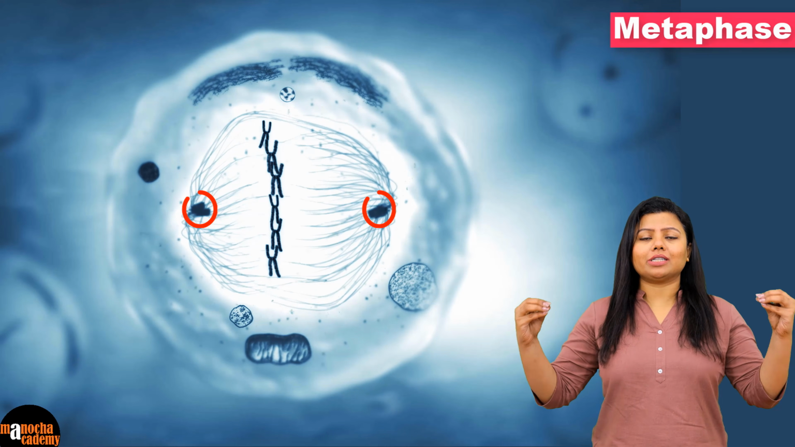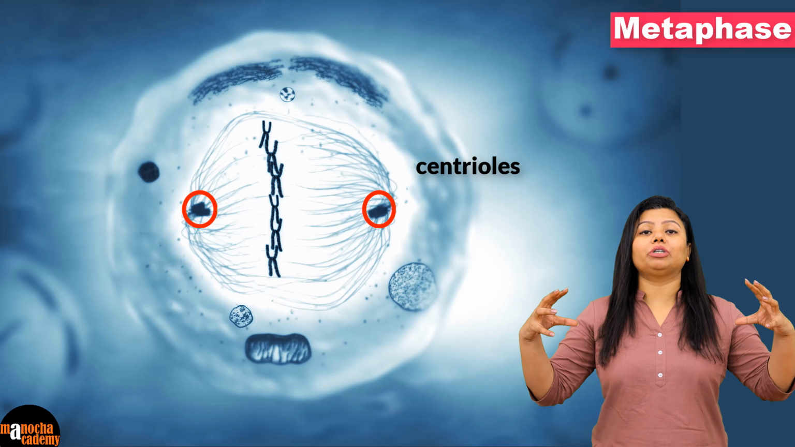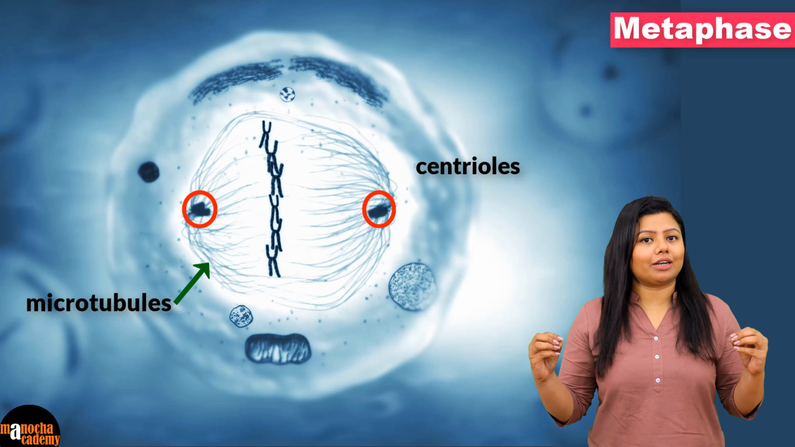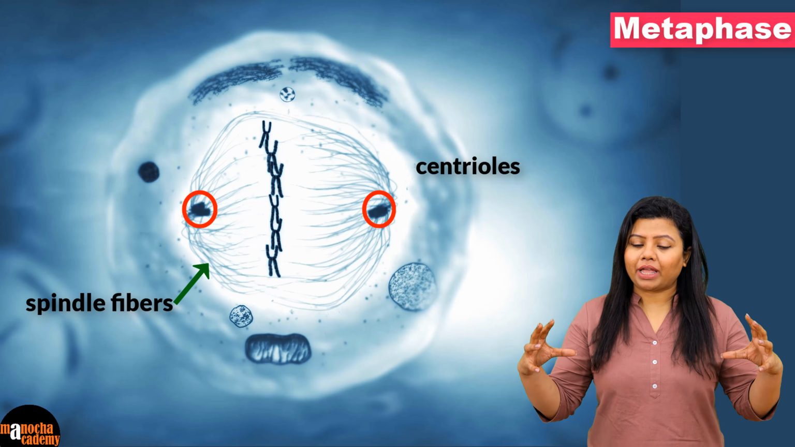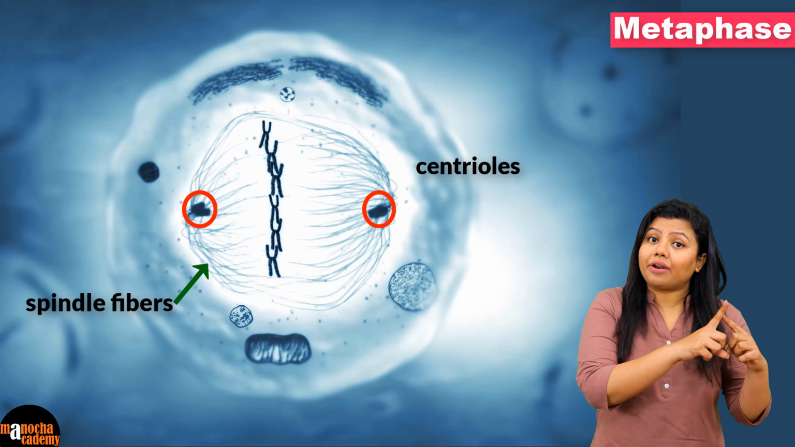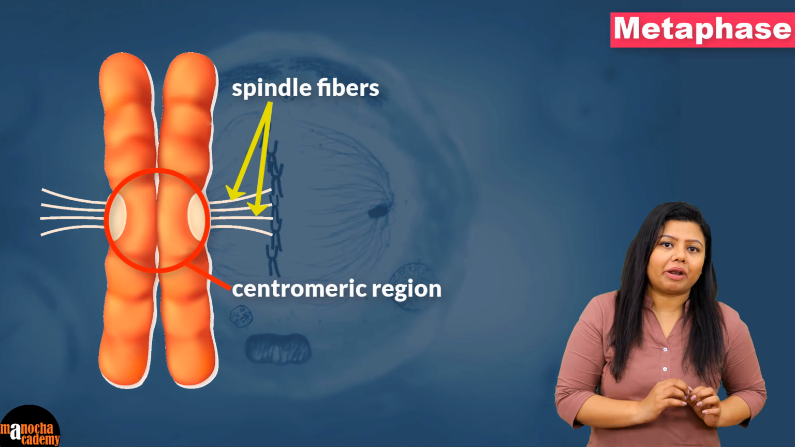From the two poles, the centrioles give rise to proteinaceous microtubules. These proteinaceous microtubules are known as spindle fibers. Now the spindle fibers attach to the chromosome. Where in the chromosome? At the centromeric region.